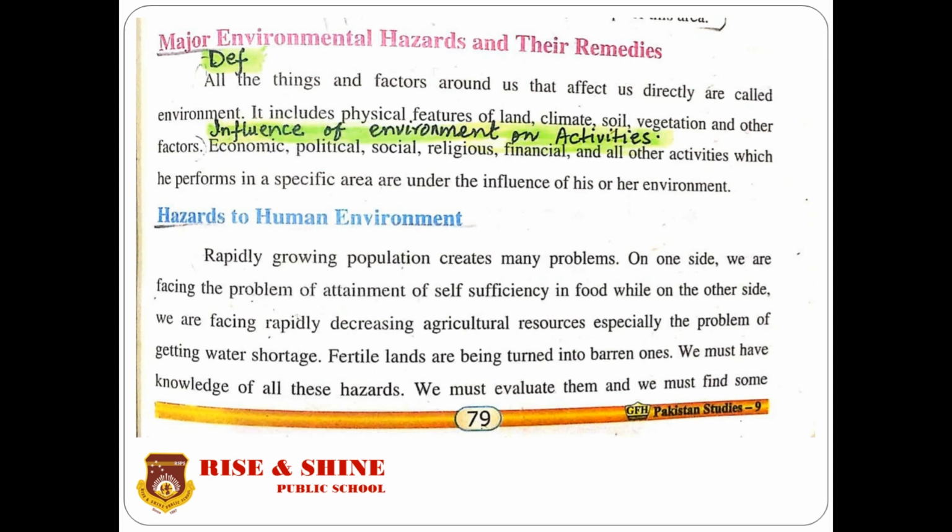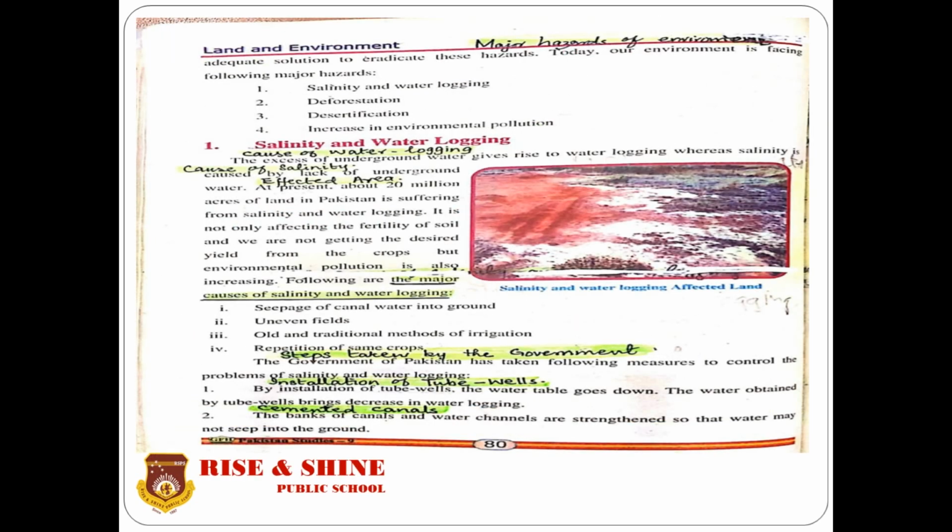So the main purpose of the government and of the farmer is to get self-sufficiency in food, but he is also facing many problems for attainment of the self-sufficiency. Fertile lands are being turned into barren ones. We must have knowledge of all these hazards. We must evaluate them and we must find some adequate solution to eradicate these hazards.